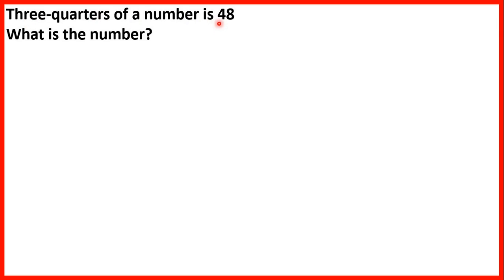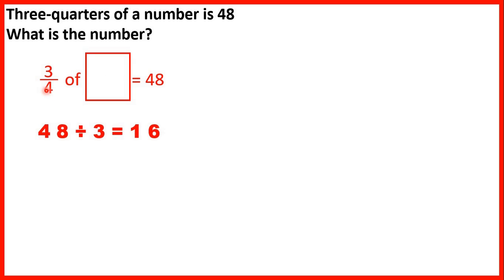3/4 of a number is 48. What is the number? So 3/4 of something is 48, and we know that normally to find a fraction of a number, we divide by the denominator and then multiply by the numerator. So divide by the denominator and times the top. But here we have a missing number problem, so we need to do the inverse. Instead of dividing by the denominator, we can instead divide by the numerator, and 48 divided by 3 is 16.